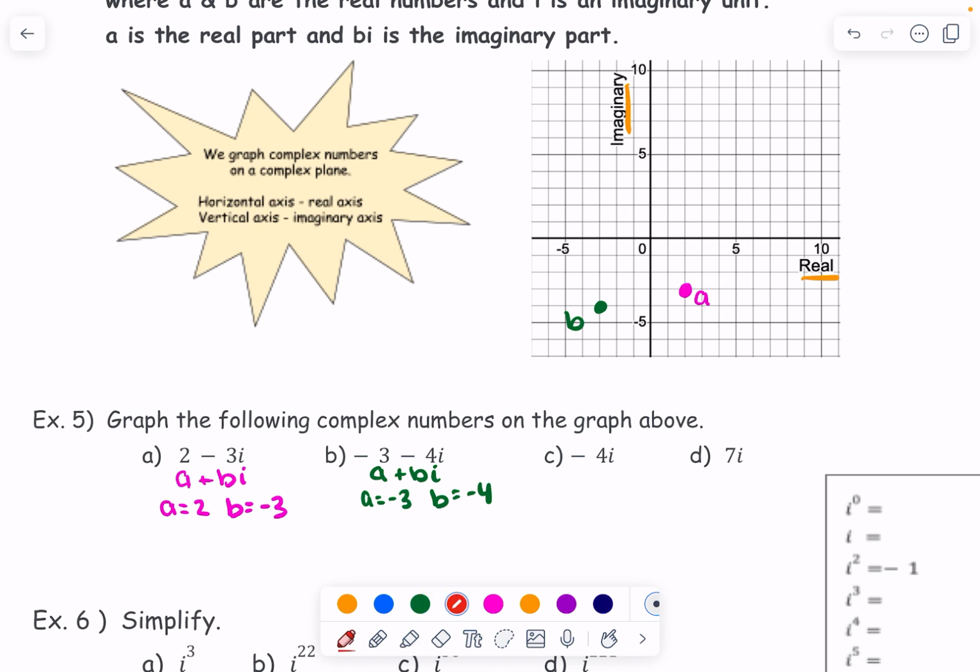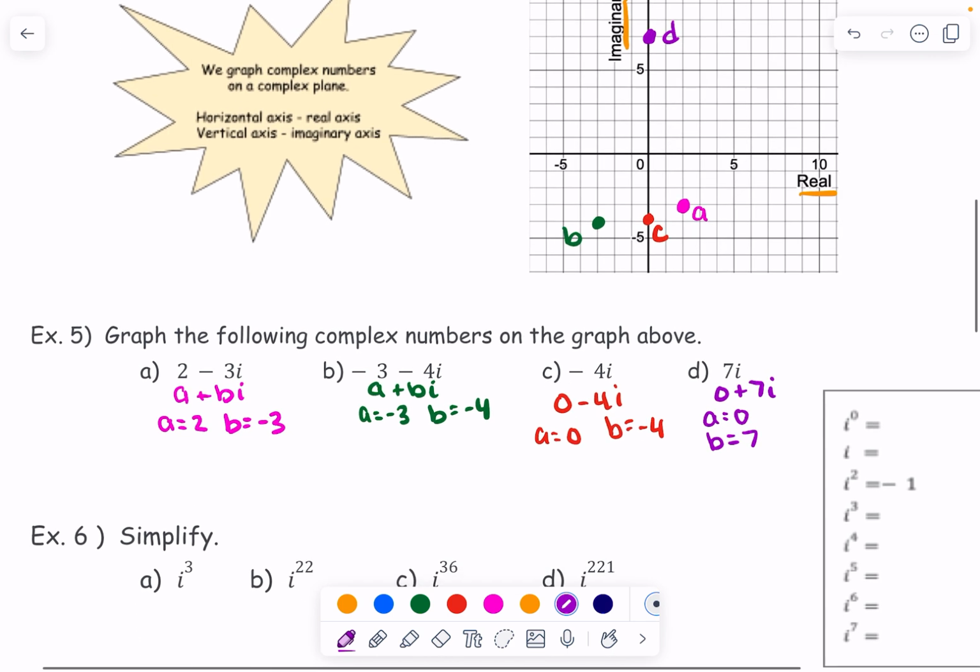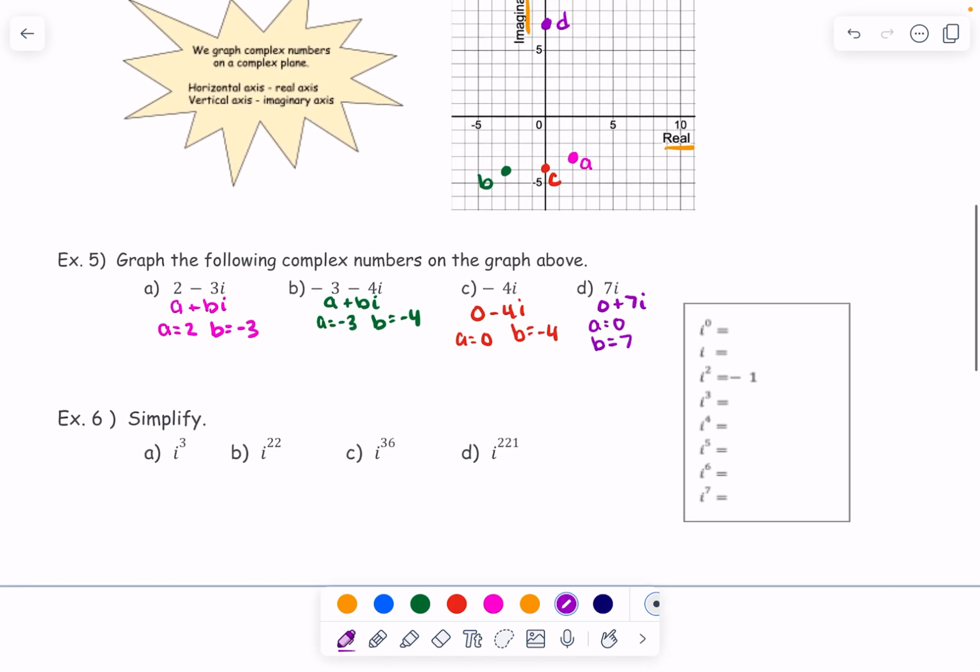All right, the next one. Whoa, what happened? There's no value in front. Remember how I told you that that is the same as this? Well, this is important to know because now a is 0 and b is negative 4. So we'll have 0 and then negative 4 for our C point. And similarly, we have 0 plus 7i. So we have a is 0 and b is 7. So 0 and 7, and that will give us our final point. Yay! Okay, so hopefully you understand graphing complex numbers where we have a real axis and an imaginary axis instead of x and y.